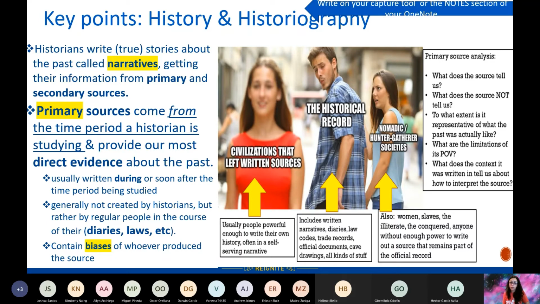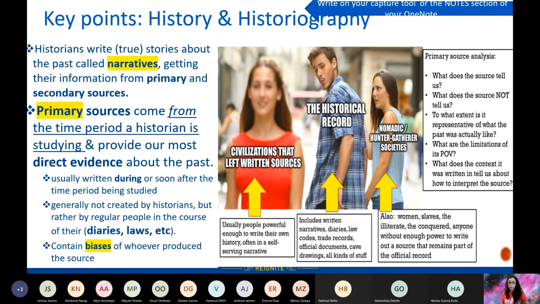On the other hand, you have people like kings, priests, upper class people. They tend to leave a ton of sources. So most of what we know of history comes from their points of view. And these sources are like diaries, they could be laws, they could be records of, I don't know, sales at a little shop of weapons or whatever. I'm making it up, but you guys get the idea.